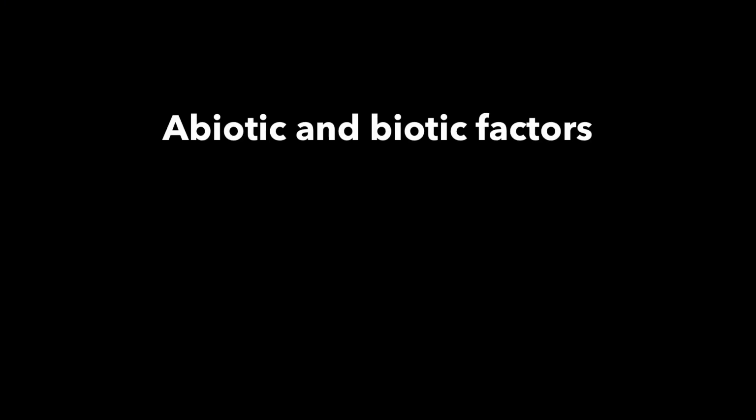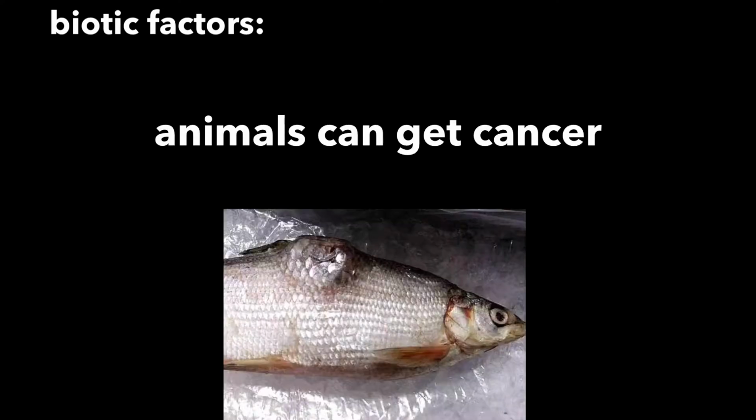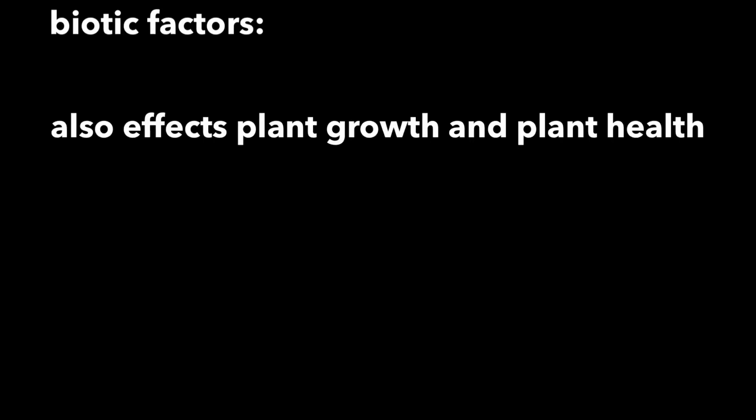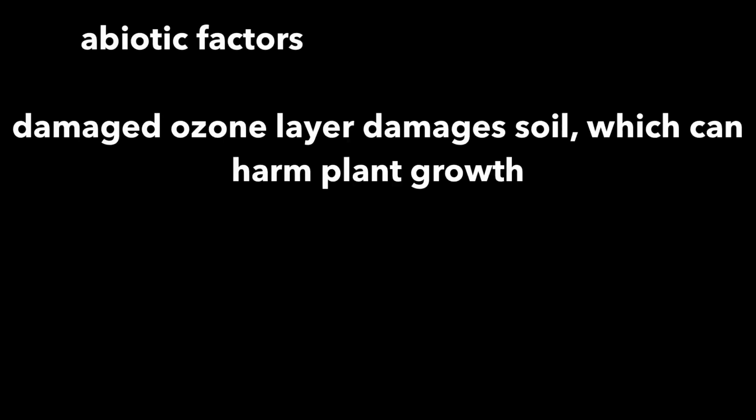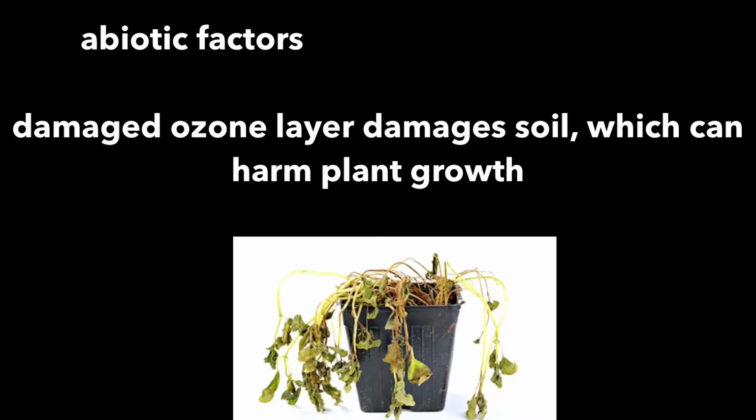Abiotic and biotic factors. Biotic factors such as animals may have a higher chance of developing deadly health issues such as cancer if the ozone layer is weaker and lets in more UV rays. UV rays can also affect plant growth and plant health. And abiotic factors such as soil may also be affected and therefore making it harder for plants to grow.